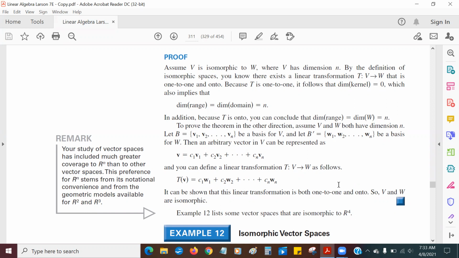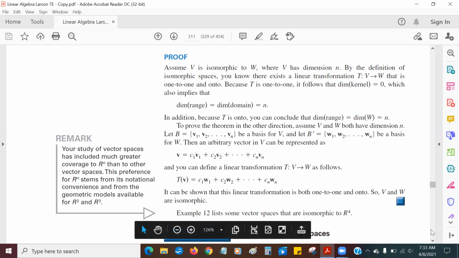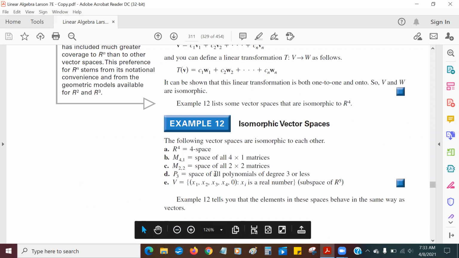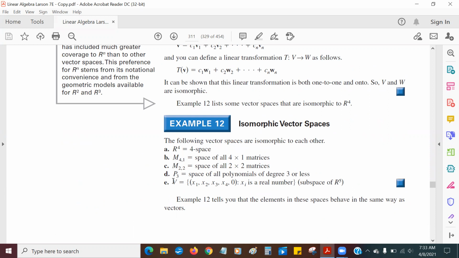So now I want to give some examples of some famous isomorphic vector spaces. All the vector spaces in example 12, which I'm about to show you, are isomorphic to R4. And here we go. So example 12. R4, M41, M22, P3, that's all the polynomials of degree 3 or less, and V, a subspace of R5 where the fifth component is just 0. So basically this vector space is really just x1, x2, x3, x4, all the different ordered quadruplets. And that's really the same thing as R4, but it's a subspace of R5 because of the zeros. So that's kind of cool.